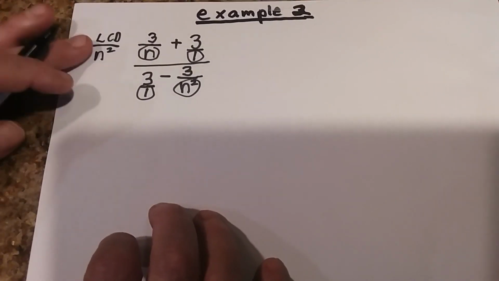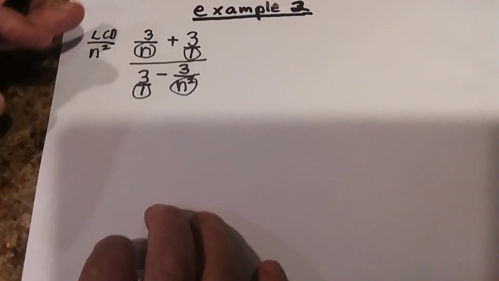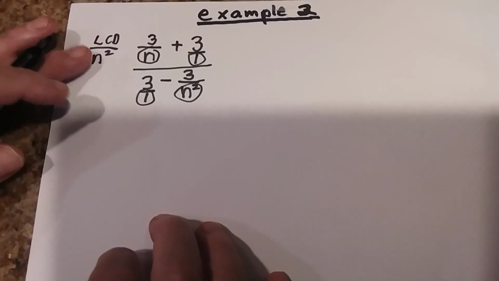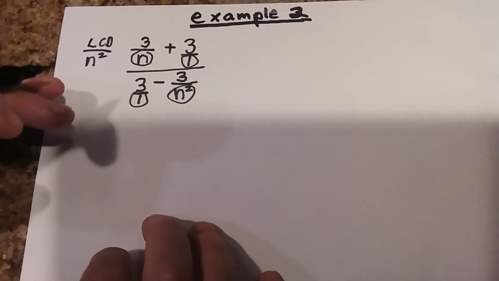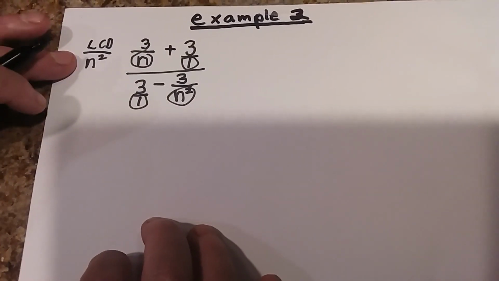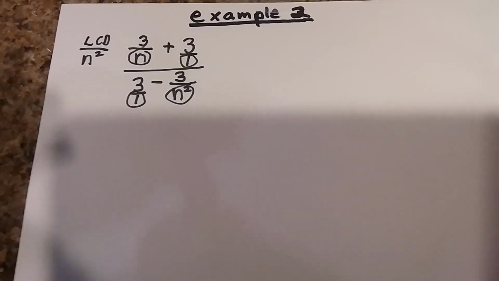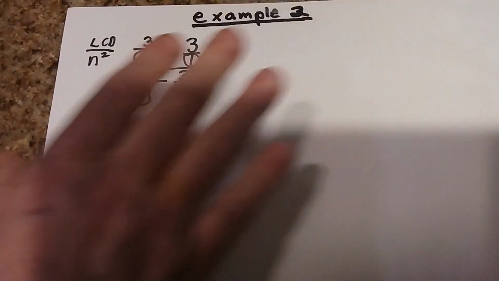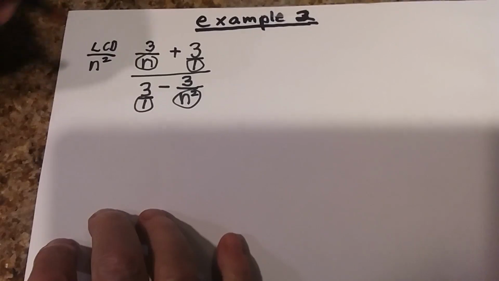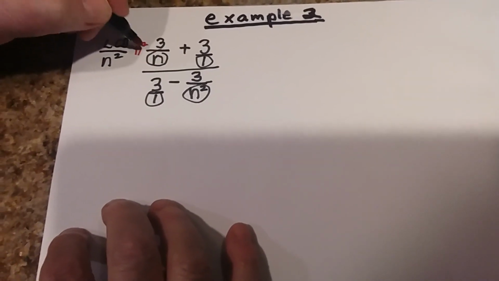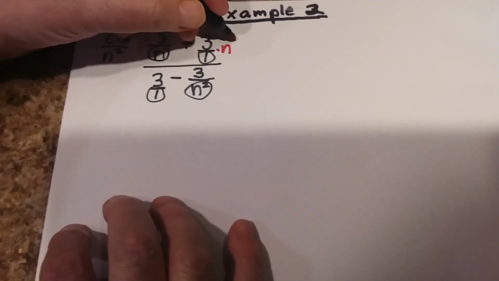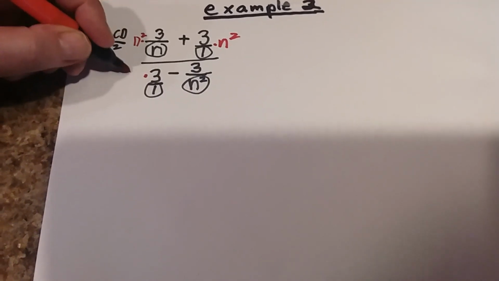If you use something bigger like n to the 4th, n to the 5th, it would work. However, you'll have more reducing and more work to do. So always use the least if you could find it. Okay, now we're ready to multiply everything by the LCD. Everything means this one, and this one, and this one.